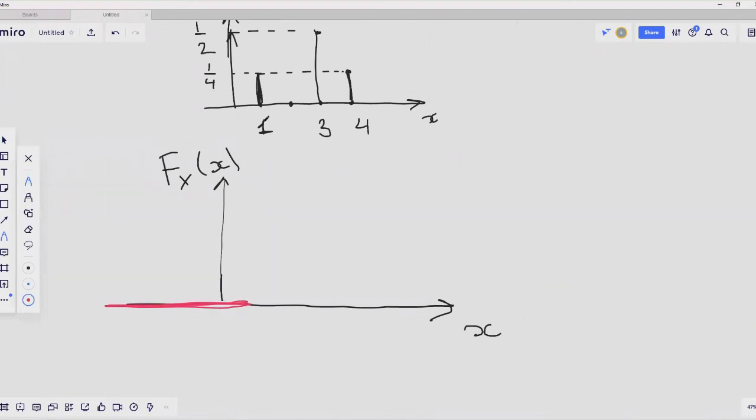Now at point 1, let's take a look at the value of our CDF. It is the probability that our random variable X is less than or equal to 1. The probability that X is strictly less than 1 is equal to 0, no probability there, plus the probability that X is equal to 1, which is 1 over 4. So at this point x equal to 1, our CDF function is going to make a jump to 1/4.